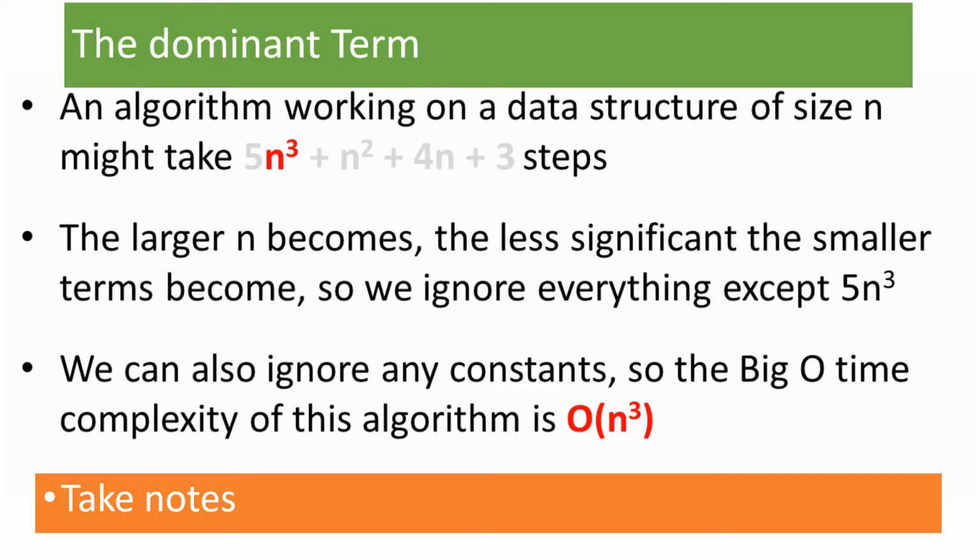So remembering our rules, here we have 5n cubed plus n squared plus 4n plus 3. Remember, first of all, we think about the dominant term. In this case, it would be 5n cubed. Then we get rid of any constants. So we can ignore the 5, and this would leave us with the n cubed. And that is our big O time complexity, representing that as O and in brackets n cubed.